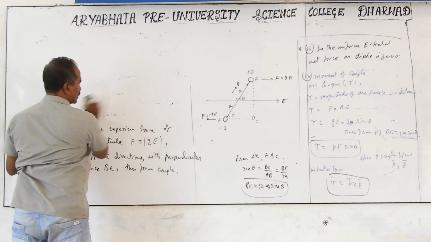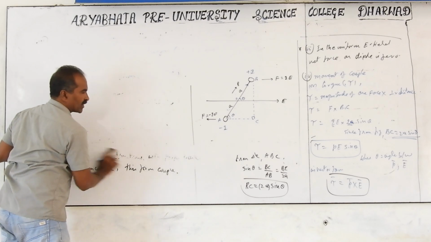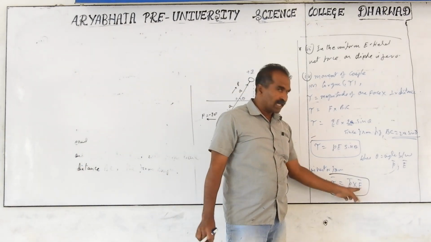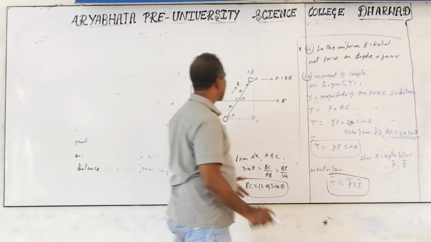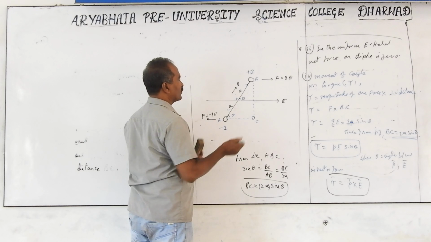What is the direction of the torque? What is the cross product between the vectors? Whatever the resultant, take the torque equal to P cross E. The resultant must be perpendicular to both P and E. So what is the direction of the torque acting here? It is a rotation. The rotation is like this. The diagram also gives you more details about it.